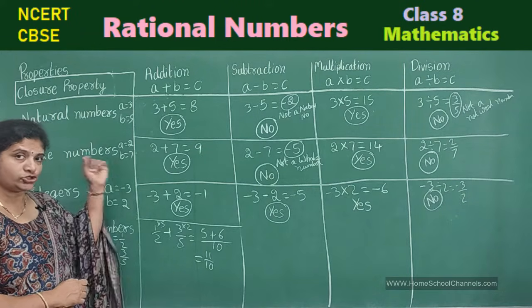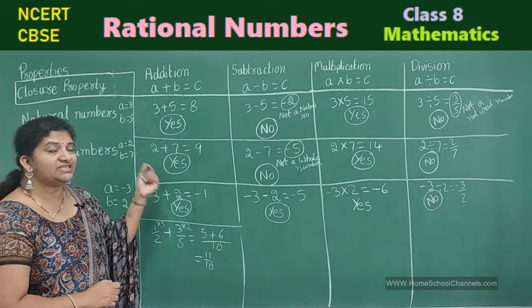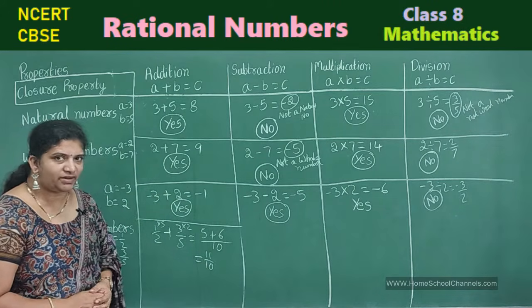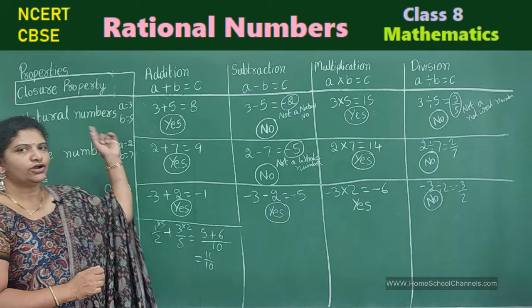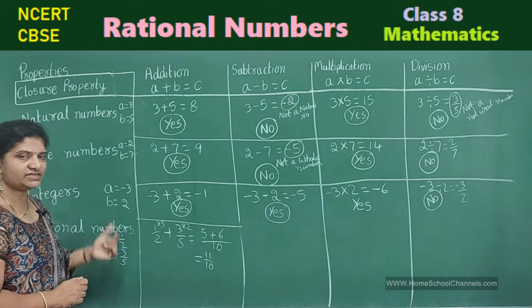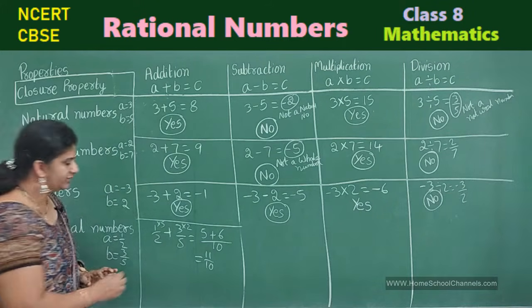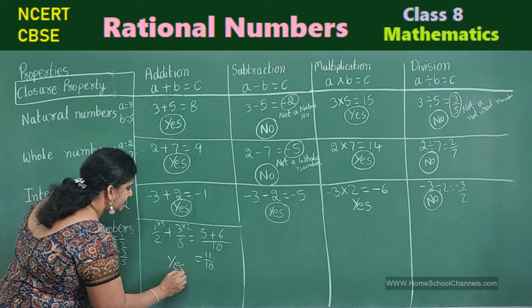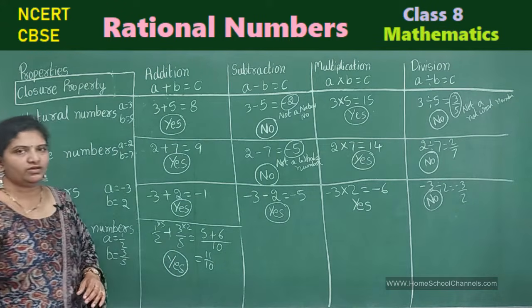See here, rational numbers closure property. Sum is also a rational number. So finally what we say? Closure property of rational numbers is true for addition. Yes, it is true.